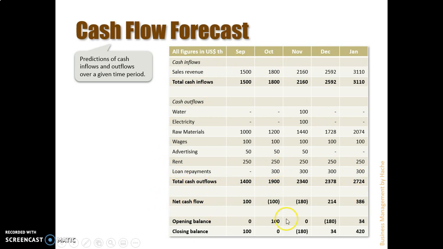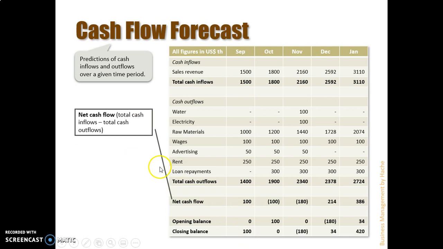The last section is the part where we make the final calculations to get the net cash flow and the closing balance of every month. So we first get the net cash flow. The net cash flow is a value that we get from total cash inflows minus total cash outflows, and this is what we get as net cash flow.